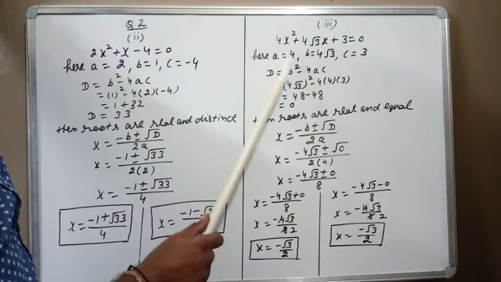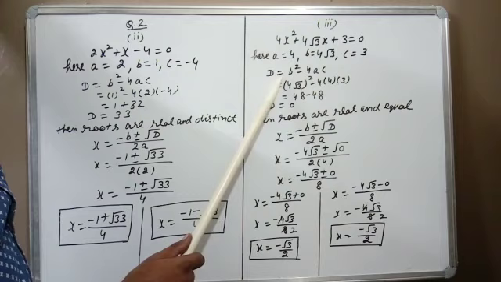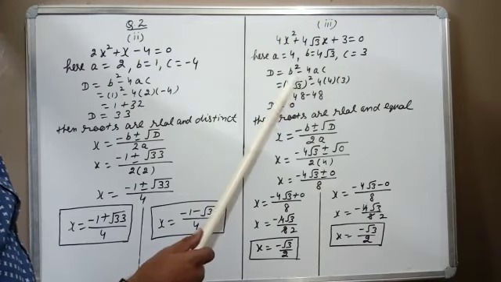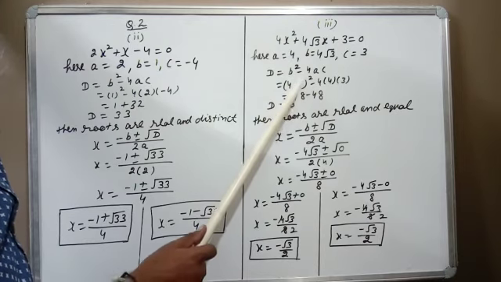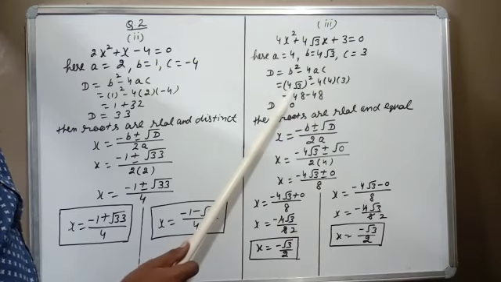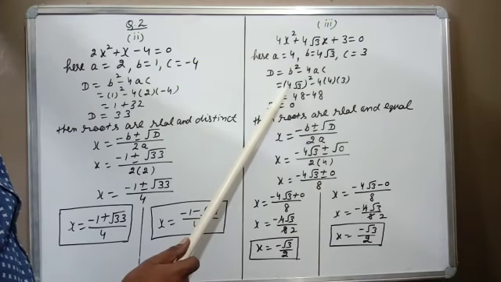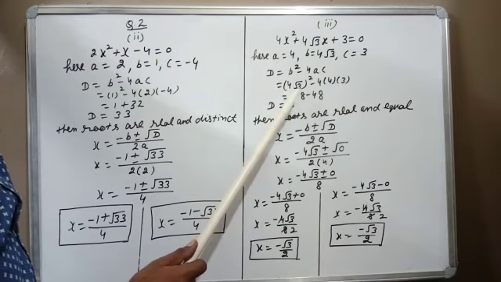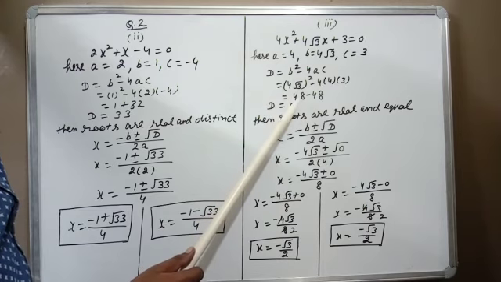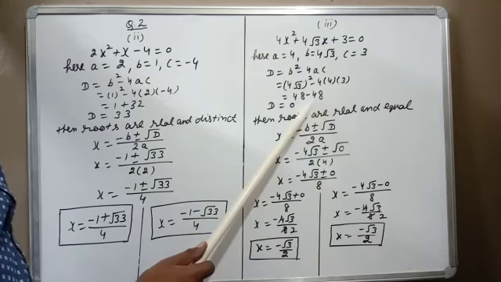The value of a is 4, the value of b is 4 root 3, the value of c is 3. The formula of D is b square minus 4ac. So this will become 4 root 3 square minus 4, a is 4, c is 3. One by one you take the squares of these values. Square of 4 is 16, square of root 3 is 3, so 16 into 3 gives 48. Then 4 into 4 is 16, into 3 again 48.